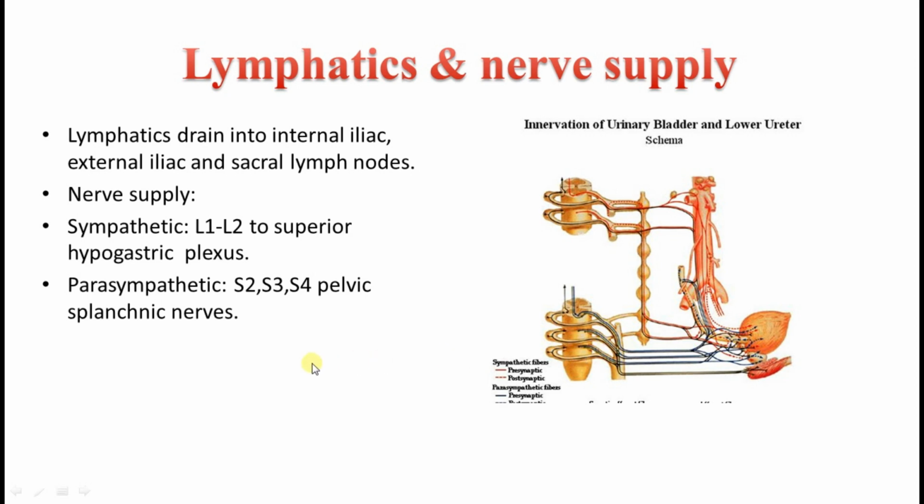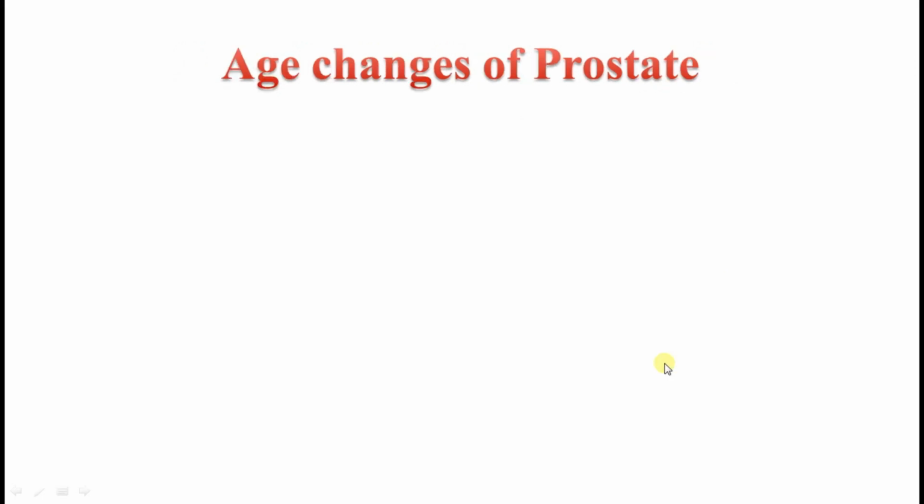Carry the pain. Parasympathetics, sacral outflow, S2, S3, S4, pelvic splanchnic nerves. So they are mainly secretomotor parasympathetic nerves. Coming to the age changes, at birth it is very small in size and only the duct is present.